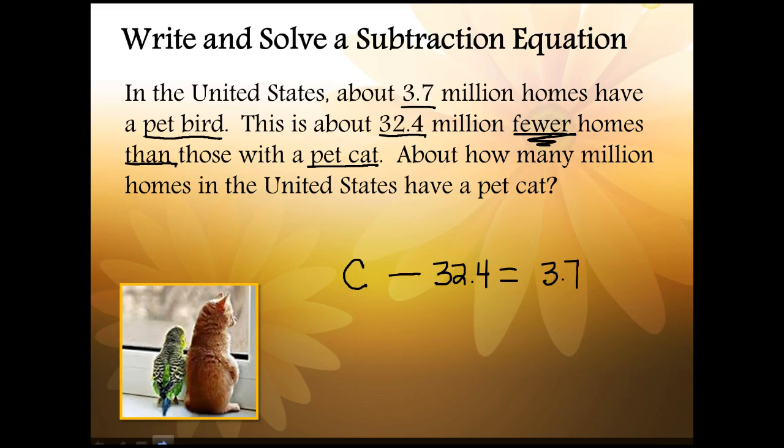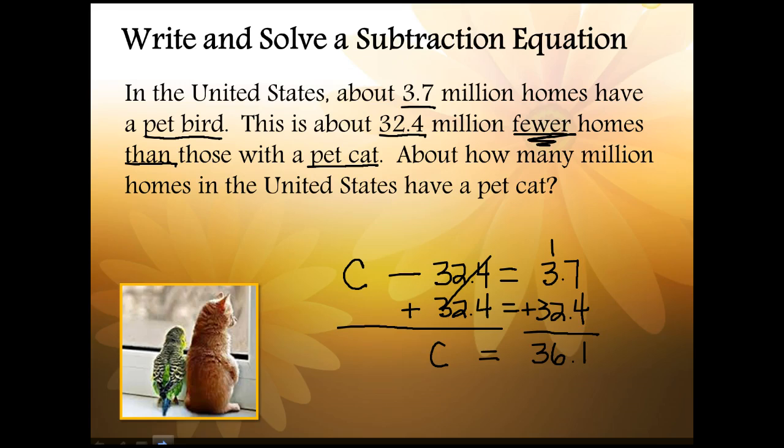This says the number of homes with a cat, minus 32.4 million homes equals the number of homes with a pet bird. To solve, I will locate the variable and then isolate the variable by adding 32.4 to both sides of the equation. Doing so will eliminate the 32.4 from the left side of the equation, leaving me with just c. On the right side, I will add these two together and get 36.1. 36.1 million homes have a pet cat.